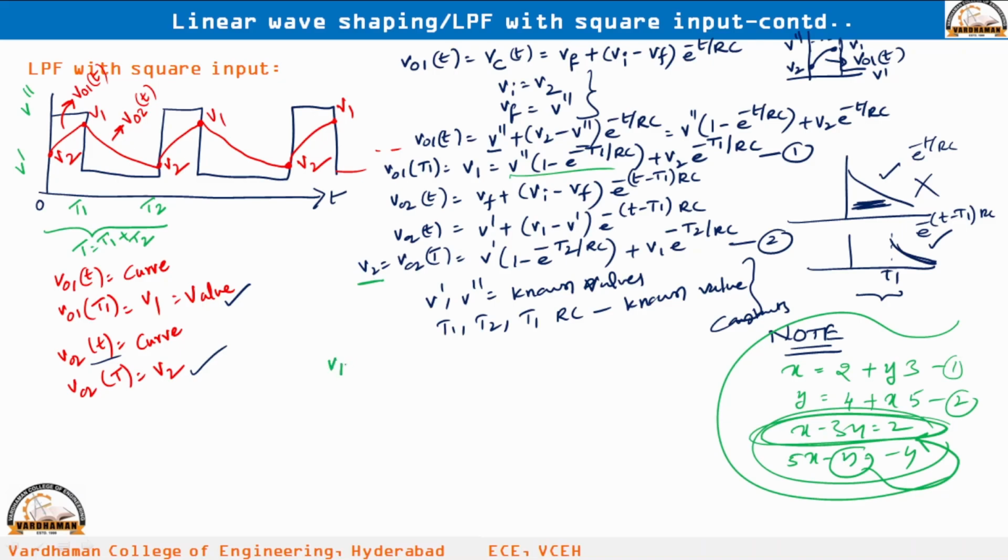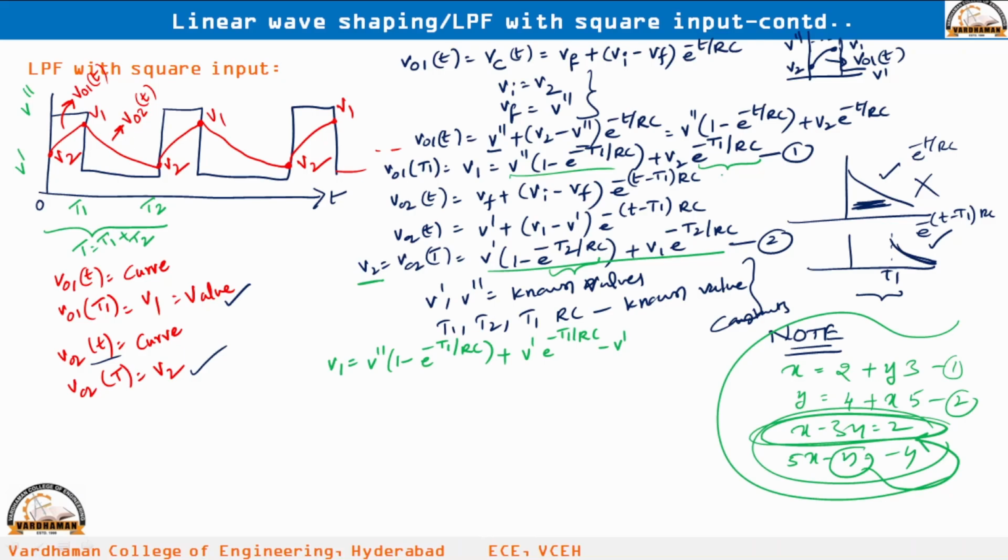V1 is equal to V double dash into 1 minus e power minus T1 by RC plus V2. V2 means what is there here? This entire thing we have to multiply with, according to equation 1, e power minus T1 by RC. So, simultaneously I am multiplying with e power minus T1 by RC, see carefully. V dash into 1 is multiplied with e power minus T1 by RC, so V dash into e power minus T1 by RC. Next, minus V dash into, from equation 2 we have e power minus T2 by RC. From equation 1 we have e power minus T1 by RC.